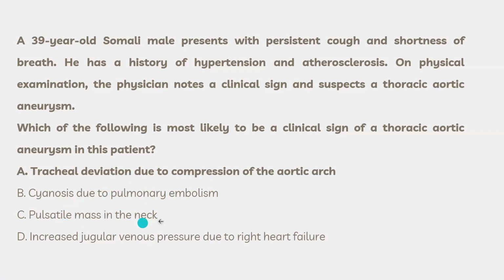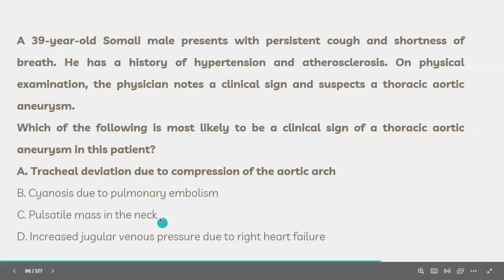C, pulsatile mass in the neck. I think that's referring to some type of tumor, so that would be wrong. And increased jugular venous pressure due to right heart failure. That won't be a sign. That wouldn't be a sign of thoracic aortic aneurysm.